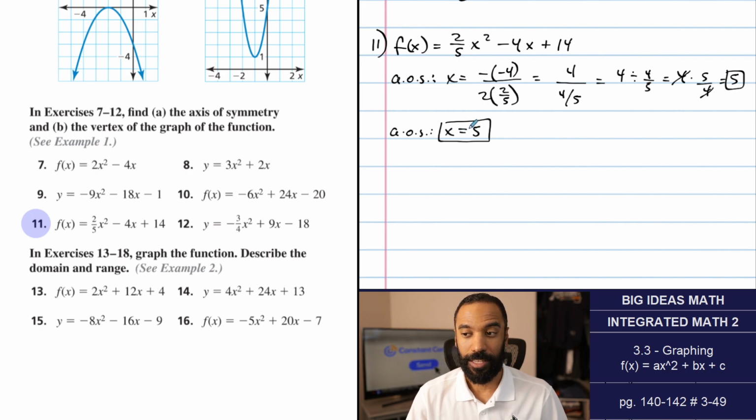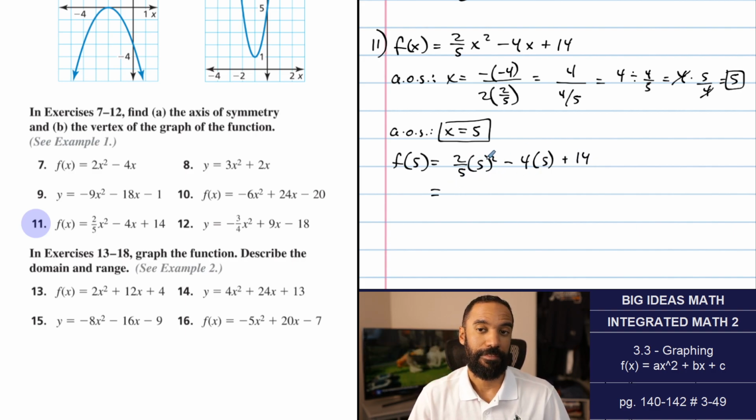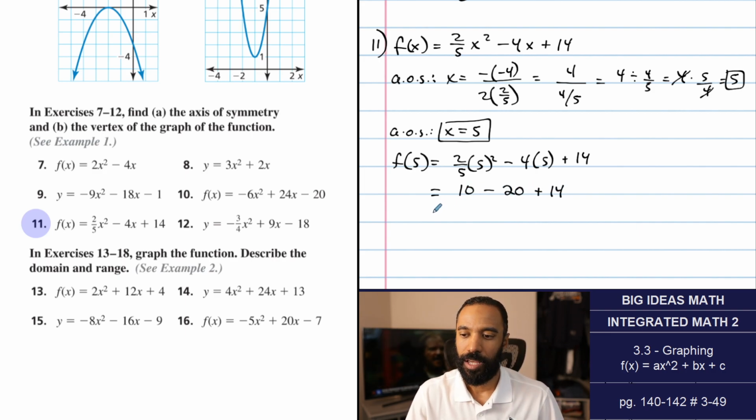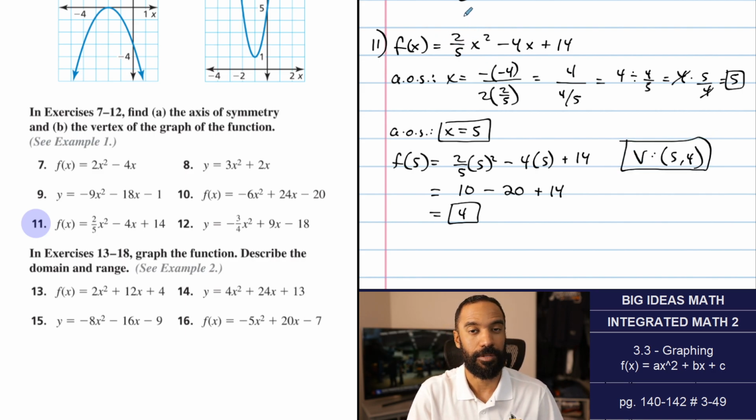The y value, at least it was clean, right? Now the y value, we're going to take f of 5, and we get 2/5 times 5 squared. This will clean up. Minus 4 times 5 plus 14. 5 squared is 25. 25 divided by 5 is 5, times 2 is 10. We're going to get 10 for that. Minus 20 plus 14. 10 minus 20 is negative 10. And negative 10 plus 14 is positive 4. So our vertex is at 5, 4. And it's a minimum because the graph faces upward because a is positive.